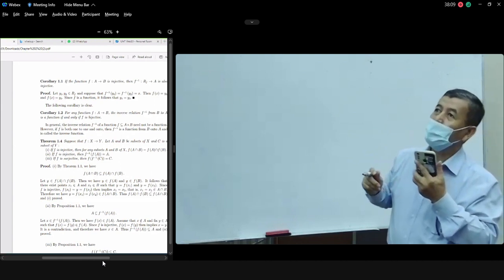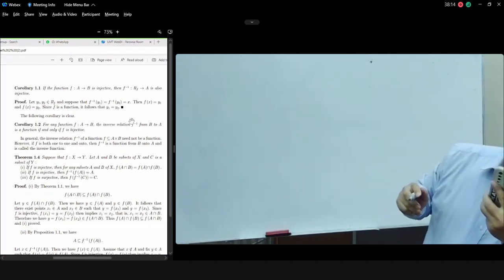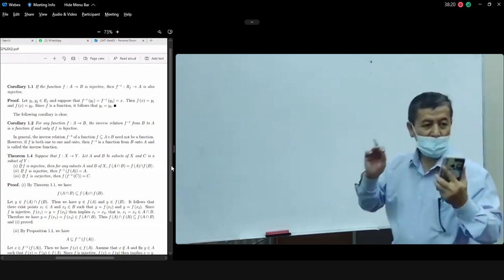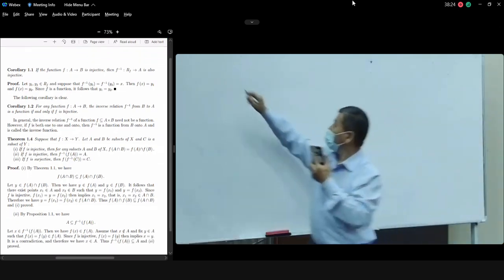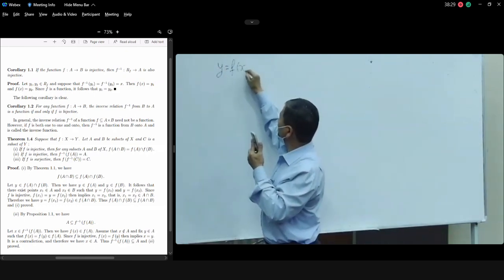Okay. So now today's topic, where we reached, injective. Just a little reminder. What does it mean? Injective function. Injective function. Okay. Definition says.